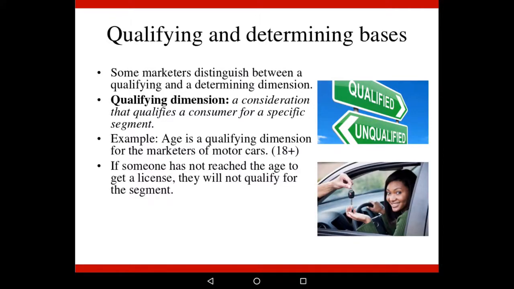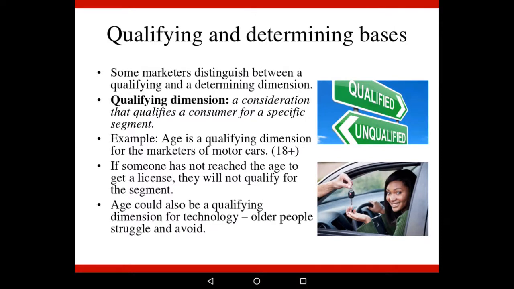If someone has not reached the age to get a license, they will not qualify for the segment. Age could also be a qualifying dimension for technology. For example, older people struggle and avoid technology. So if you're a technology company, you might say the person must not be older than 55 years old to qualify for our technology or to qualify for our segment.